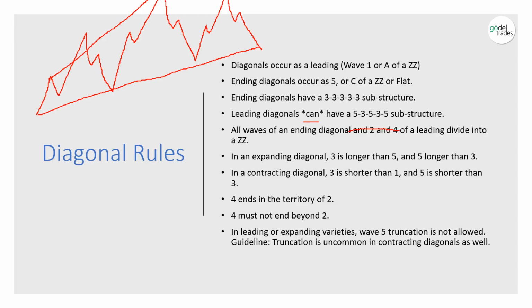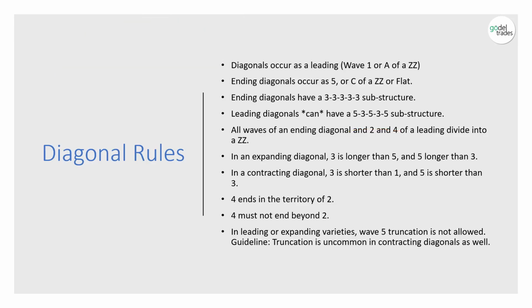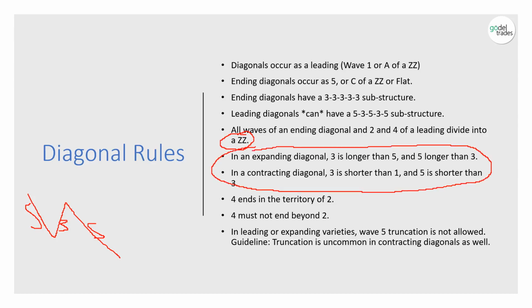It can have a 5-3-5-3-5 substructure, but it's not as common as you might think. All waves of an ending diagonal and waves 2 and 4 of a leading diagonal will decompose or divide into zigzag patterns, okay? We're going to look at a zigzag pattern here in just a minute. In an expanding diagonal, we just talked about this, the relationships of 3, 5, and 1, and 3, 1, and 5, and so forth.